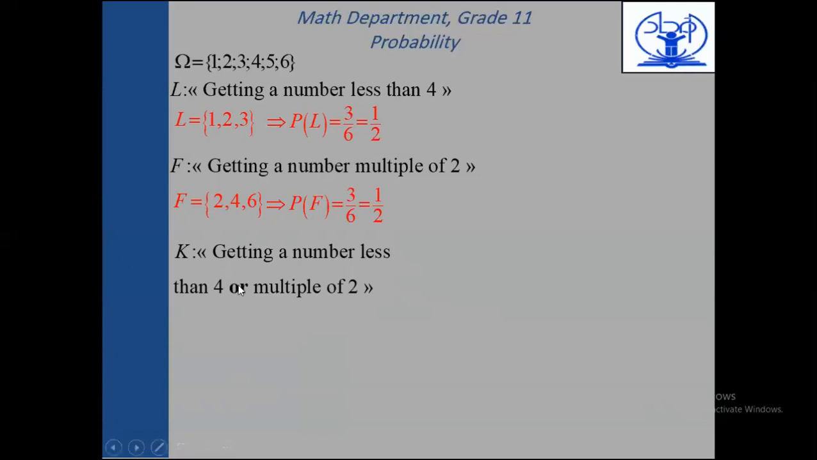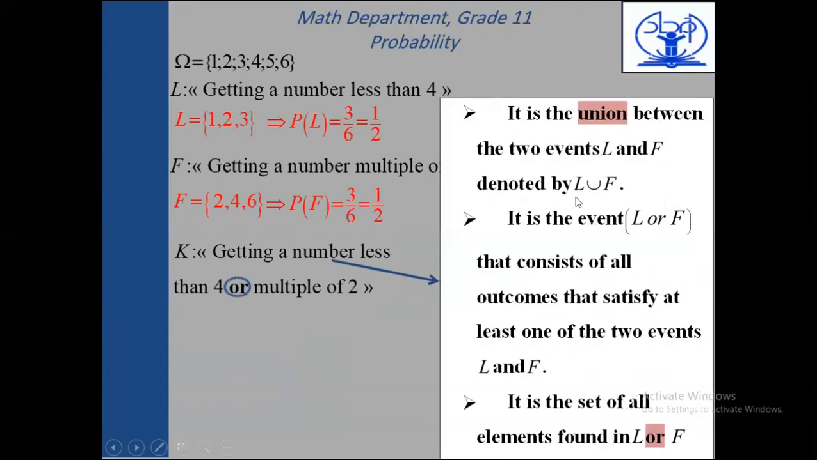As you've studied last year, "or" in set theory represents the union. So it's the union between the two events, or the sets L and F, denoted by L union F. You shouldn't interpret "or" as you use it in common language. "Or" has a mathematical meaning here.